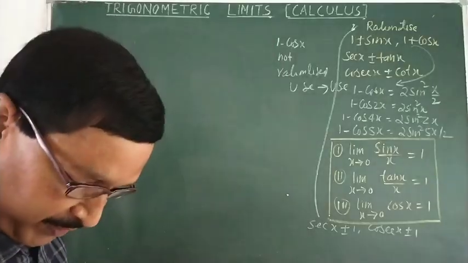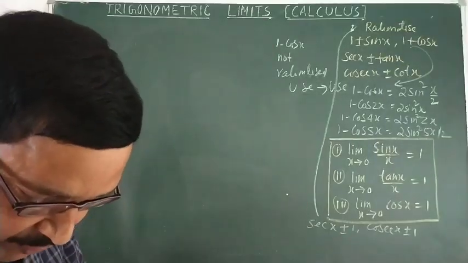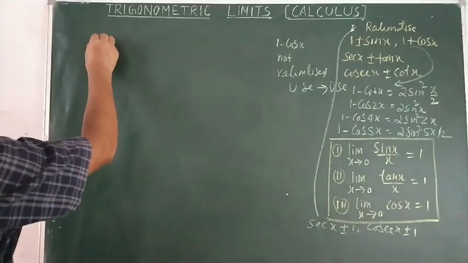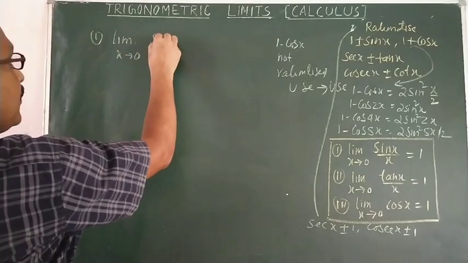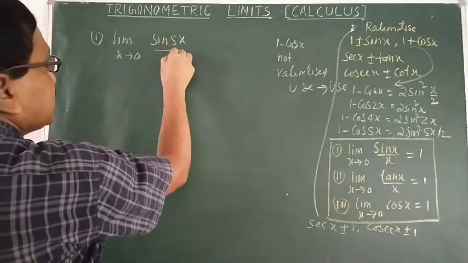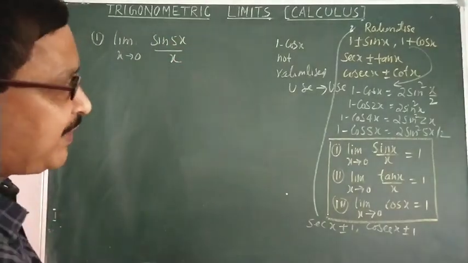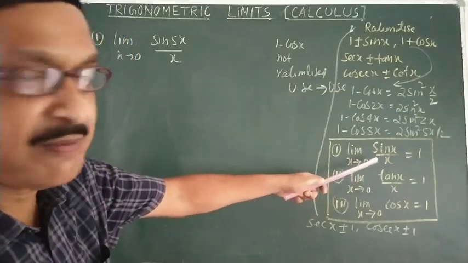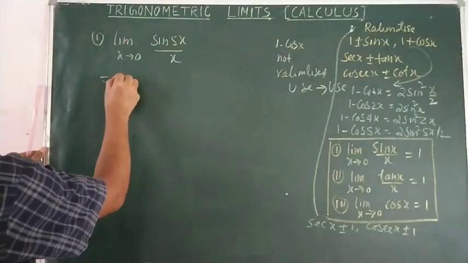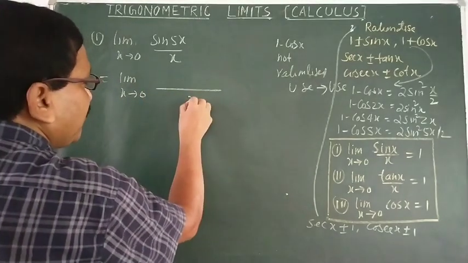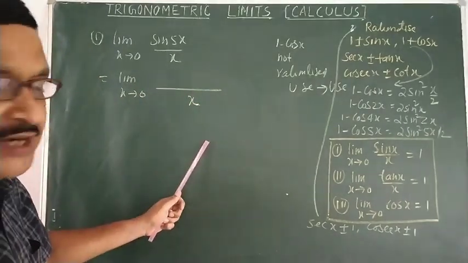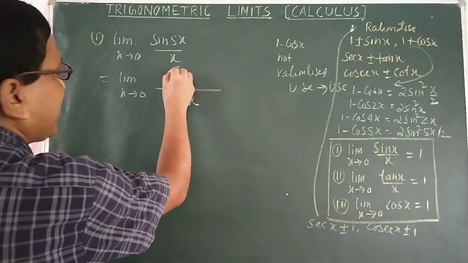Now we are starting the problem. Let us see the first problem. Limit x goes to 0, sin 5x by x. We have to evaluate this. On the basis of this we evaluate. The denominator is x and the numerator is sin 5x.